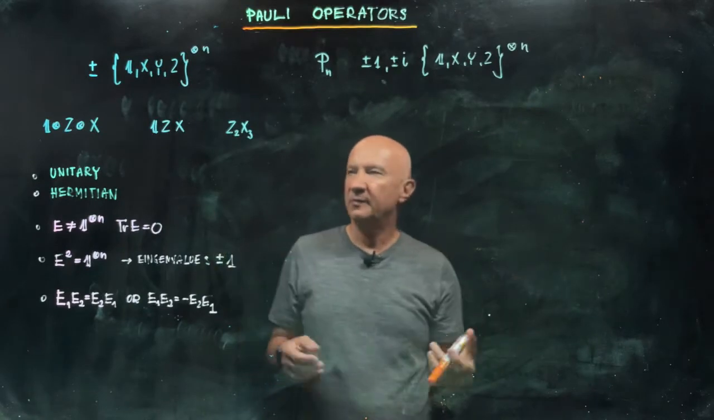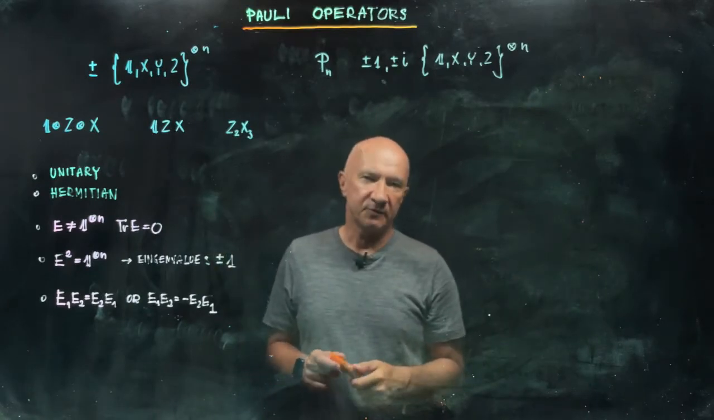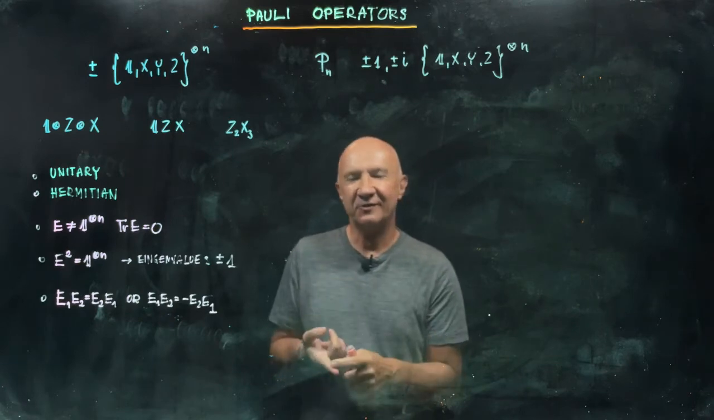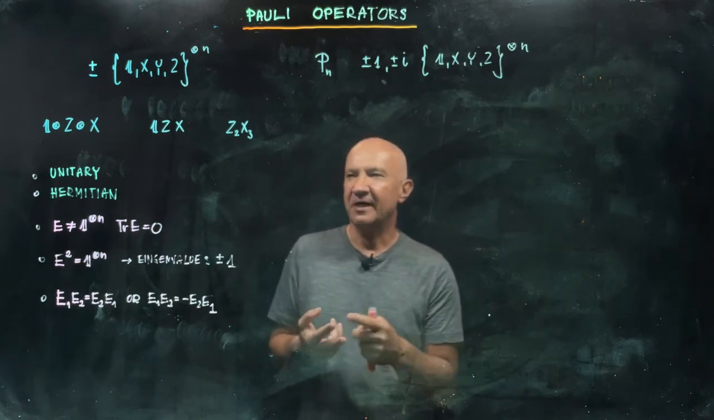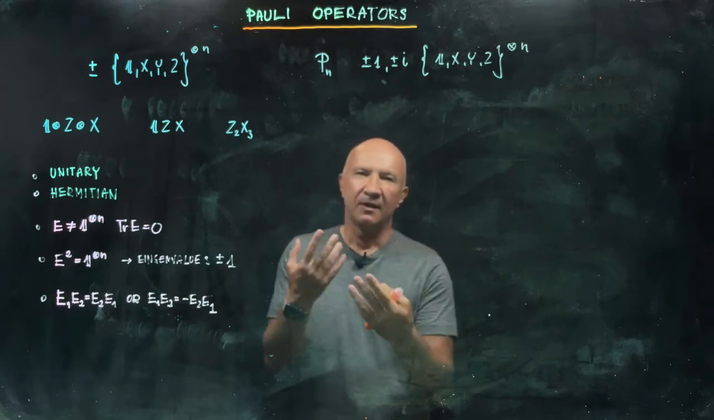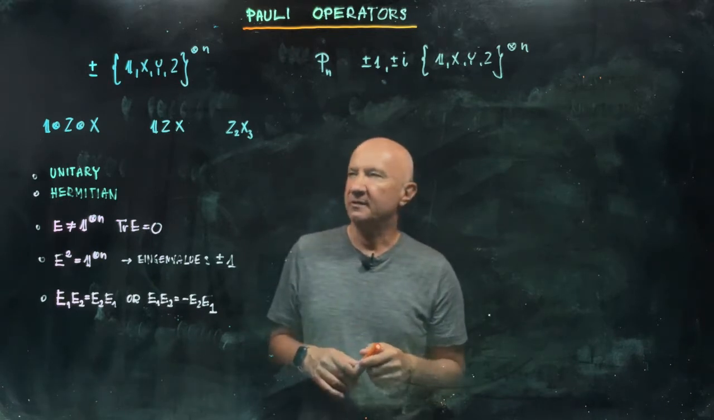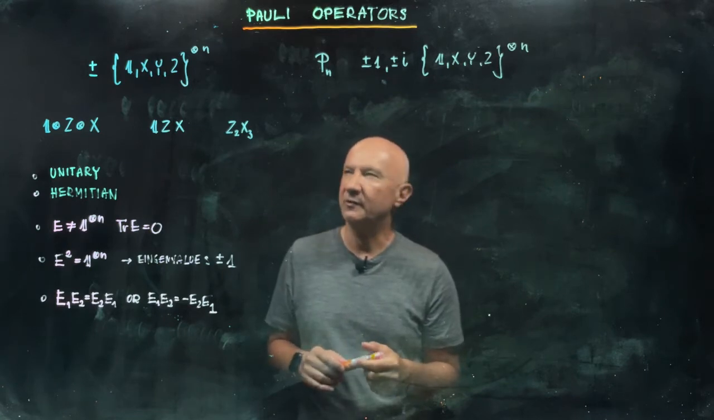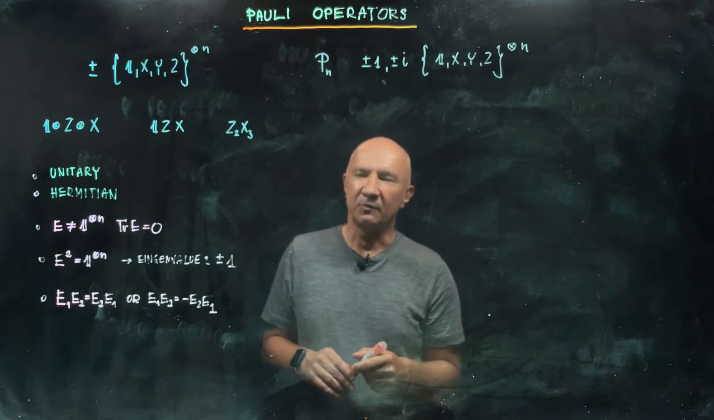So let's talk about Pauli operators. They are really useful. I mean, really useful. They help us to identify code subspaces, they help us to identify errors, they help us to identify unitary operations on logical qubits. They're really useful. Sometimes I just wonder, what would we do without Pauli operators and Pauli matrices in physics?